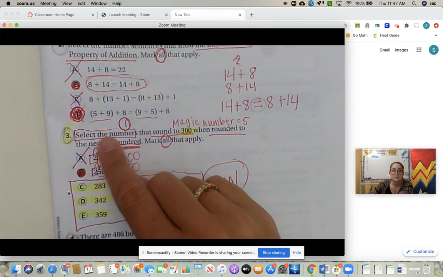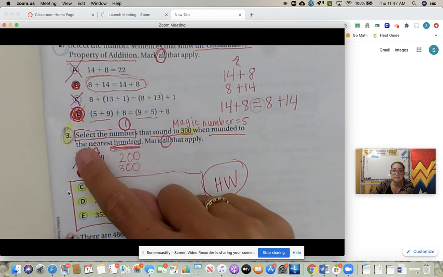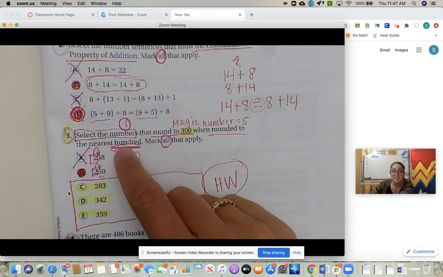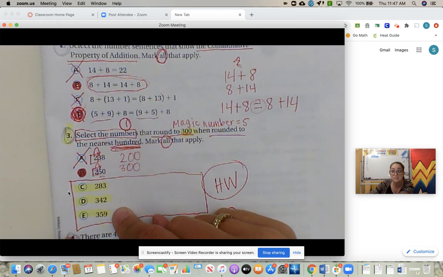Number 3, select the numbers that round to 300. We are looking for 300. When rounded to the nearest 100, it tells you you are rounding to the nearest 100. So you are not rounding to the nearest 10. Mark all that apply. So that means you have to round every single number.